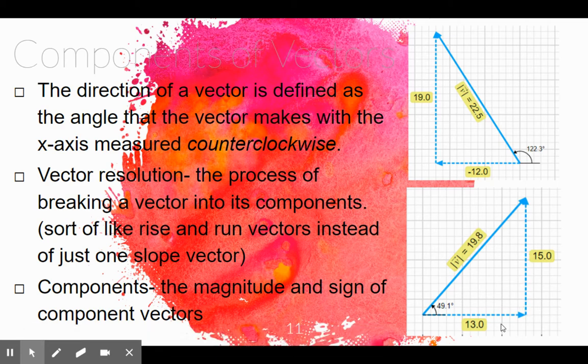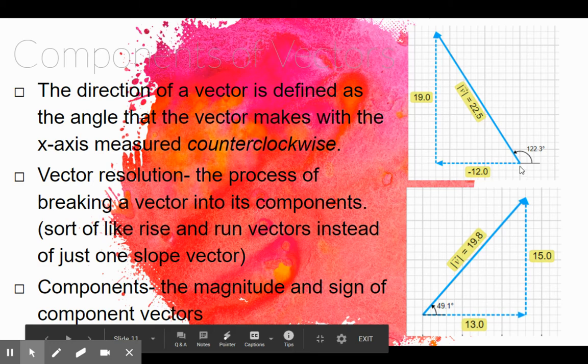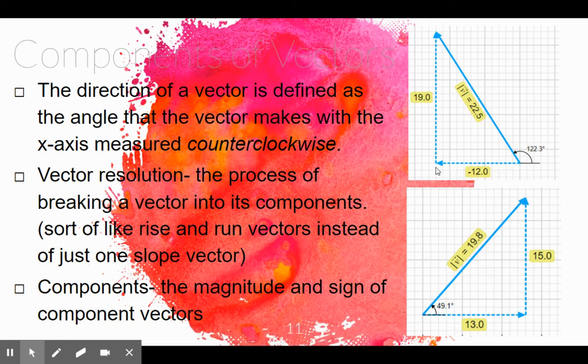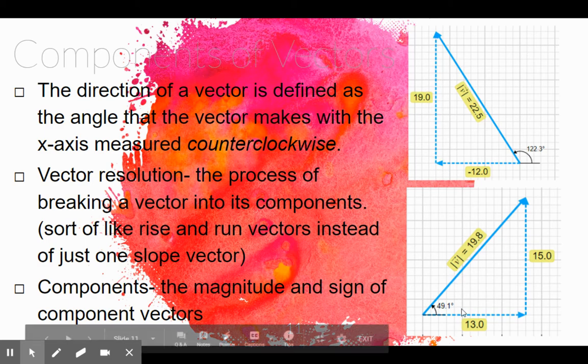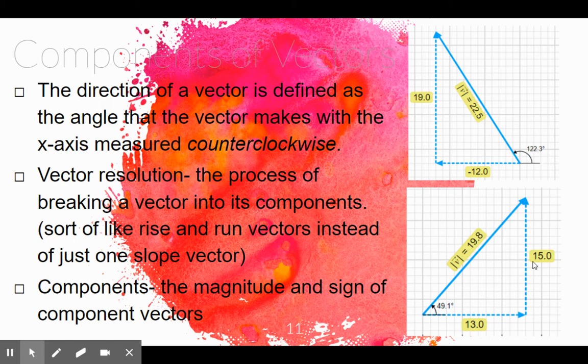So it's like rise and run. How far over did you have to go on the x-axis, and how far did you have to go on the y-axis? You'll notice over here we had to go in the negative direction on the x-axis, so our component is negative. We went positive on the y-axis, so our y component is positive. Over here, we went positive on the x-axis, so this is positive, and positive on the y-axis, so this is positive. Our components are really just showing us how far to the left or right we went on the x-axis, and how far up or down we went on the y-axis.